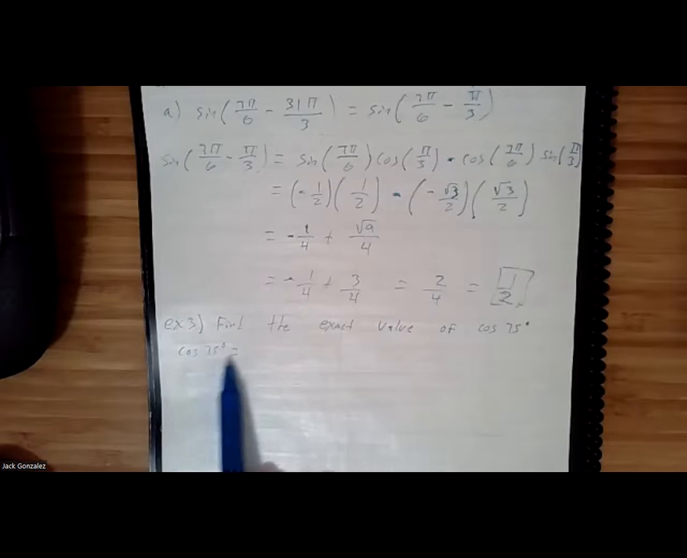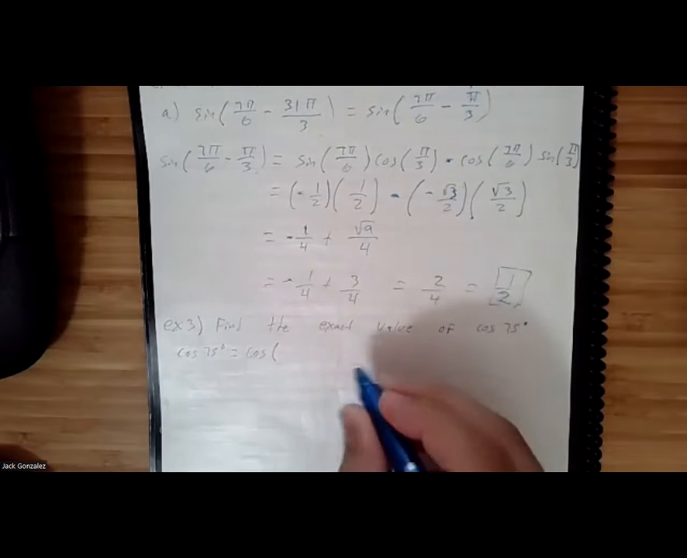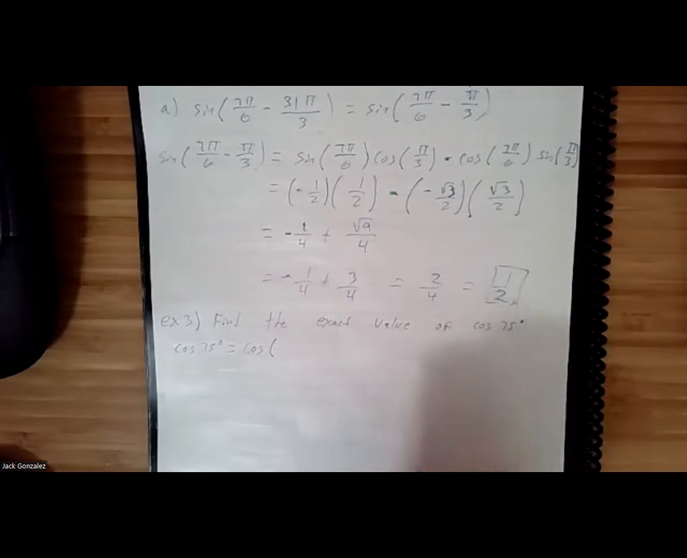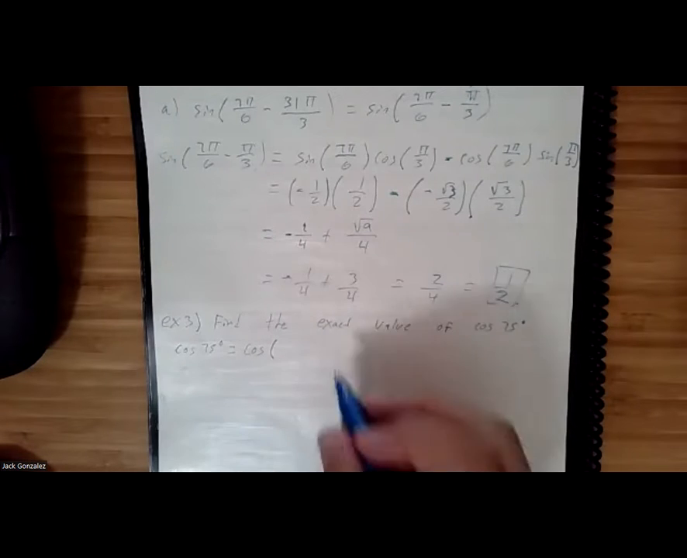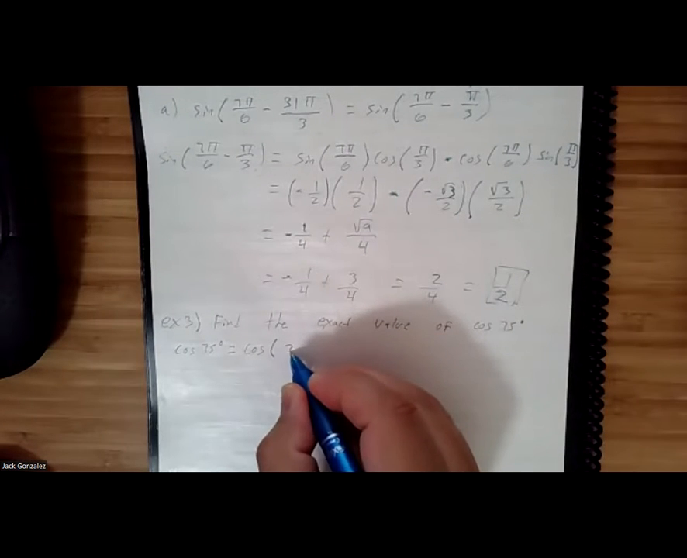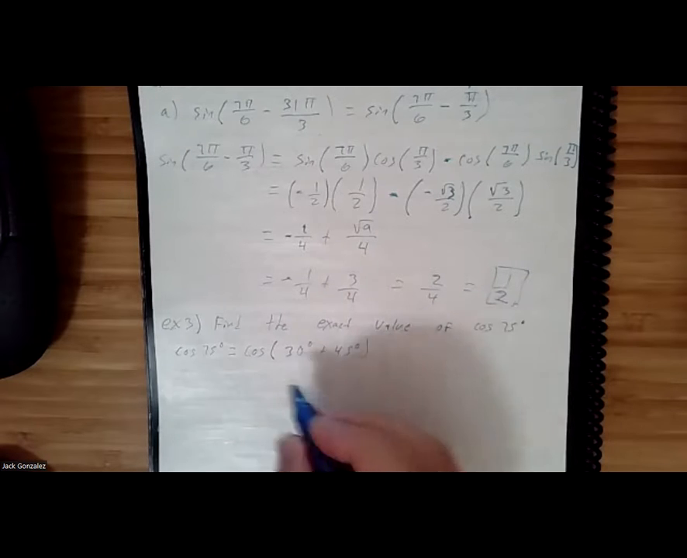So how would you break 75 degrees? Think about it for a little bit. Yeah, 30 and 45 equals 75. So yeah, that's a good choice. Let's do that. So 30 degrees plus 45 degrees. So there's my new alpha and beta.